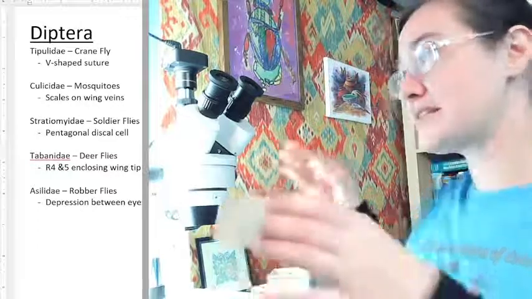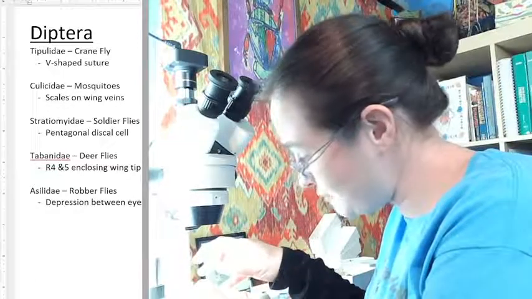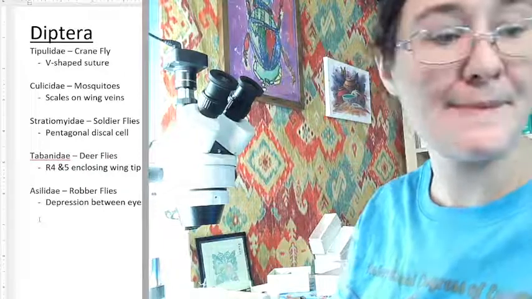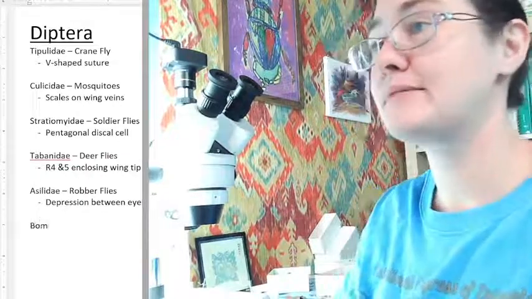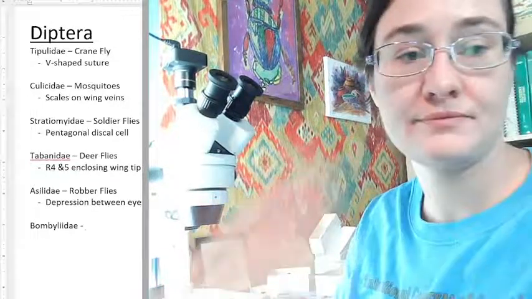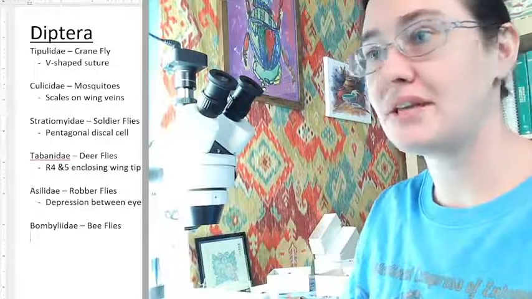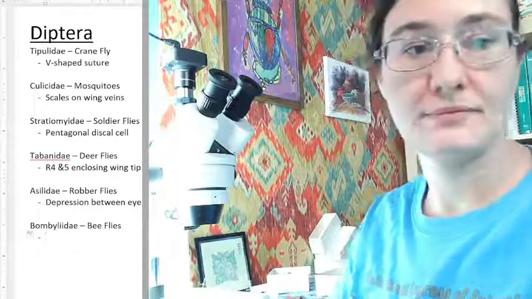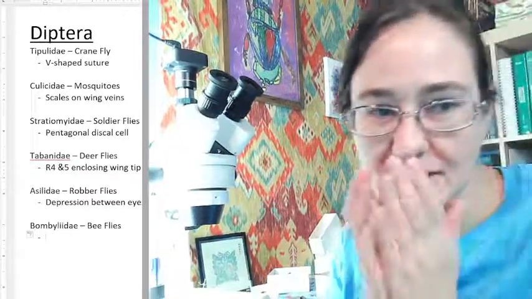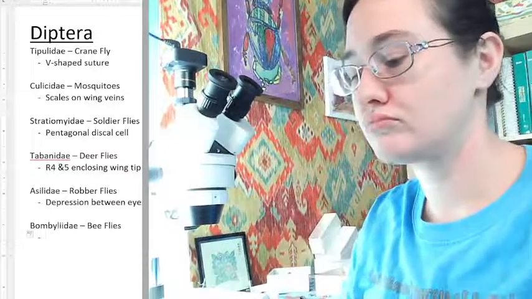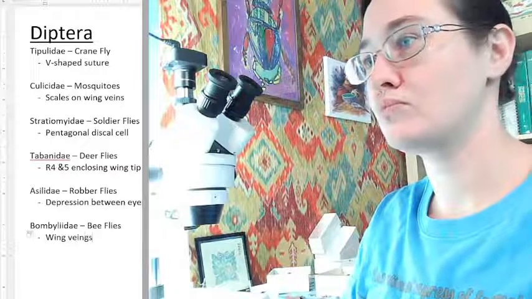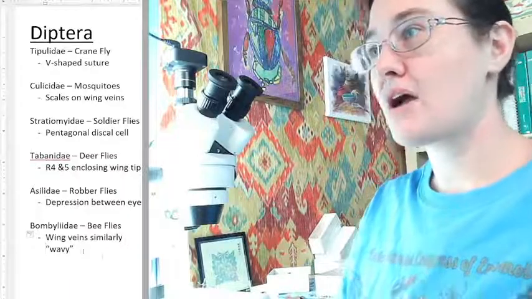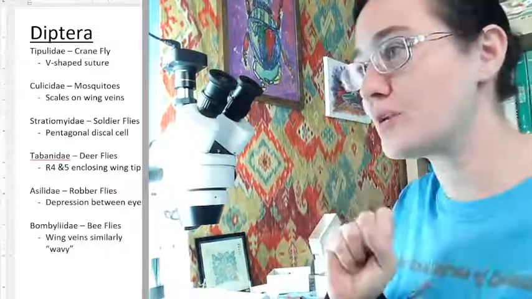All right, this next one took me a minute to identify. We're going to be talking about bombyliids, the bombyliids or the bee flies. I'm trying to say this in a way that everybody would understand. We're going to say wing veins similarly wavy, and I'll show you what I mean by that right now.